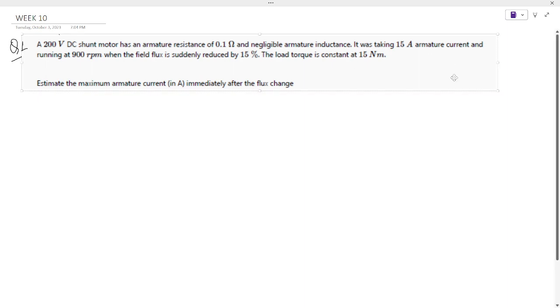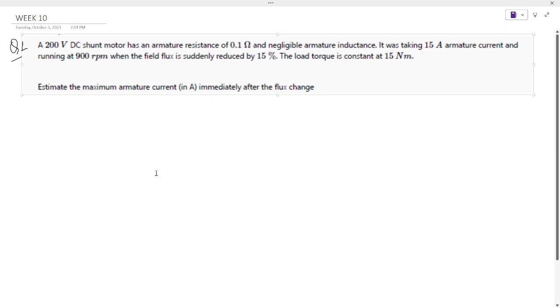What they have given is that a 200 volt DC shunt motor has an armature resistance of 0.1 ohm and negligible armature inductance. It was taking 15 ampere armature current and running at 900 rpm when the field flux is suddenly reduced by 15%. The load torque is constant at 15 Newton meter. Estimate the maximum armature current immediately after the flux change.